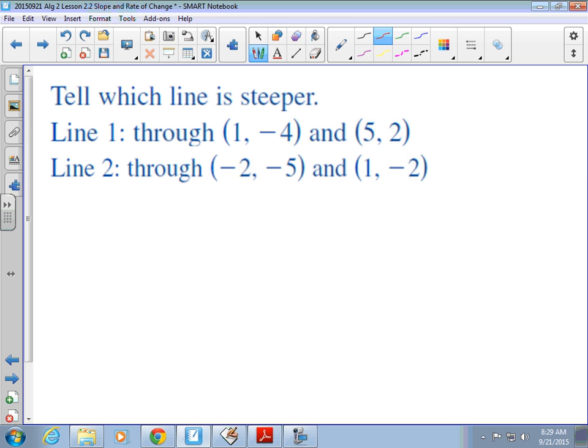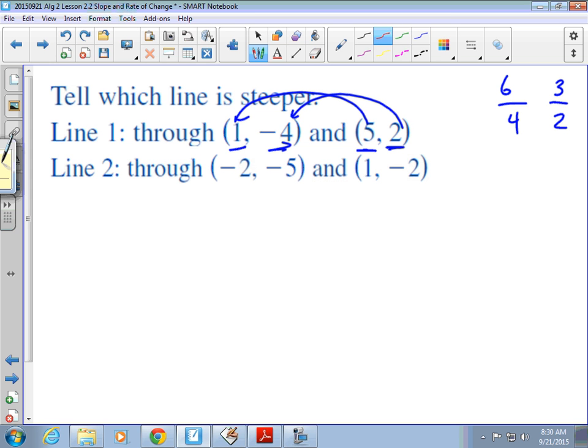Okay, the first line, your two y values, 2 and -4. 2 minus a -4 means 2 plus 4. So you're going to have 2 plus 4 is 6 on the top. Your x values, 5 minus 1. 5 minus 1 is 4. So 6 over 4 is the same thing as 3 over 2. There's your slope of the first line, 3 over 2.